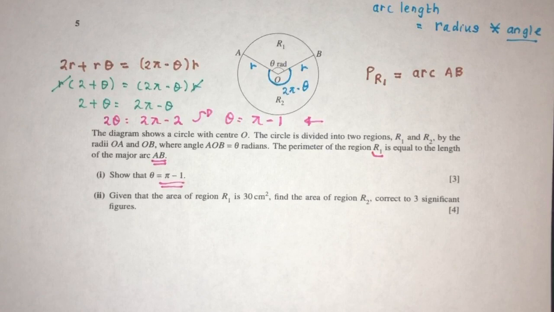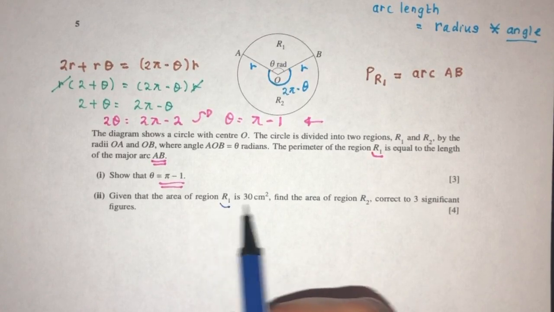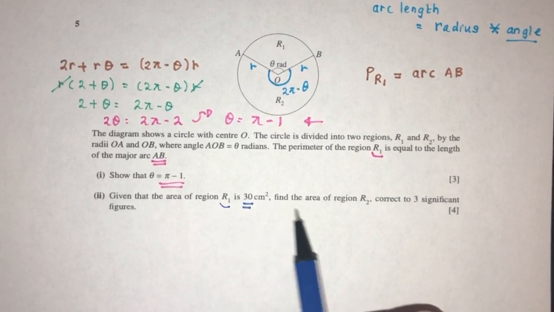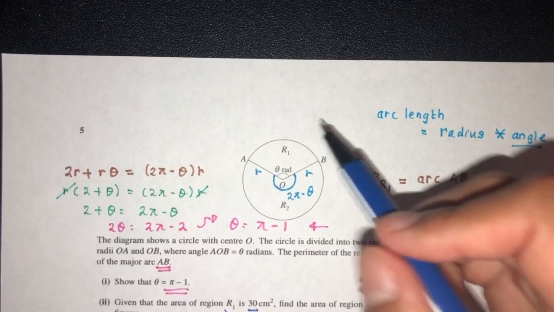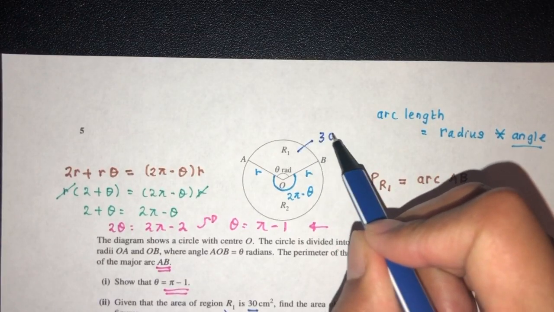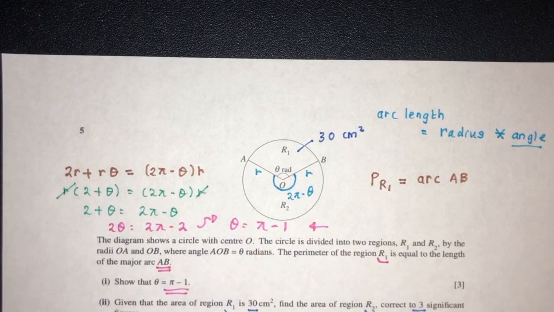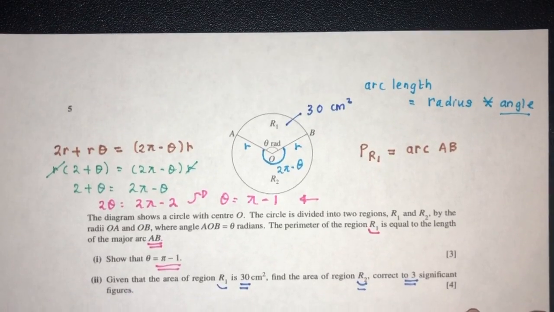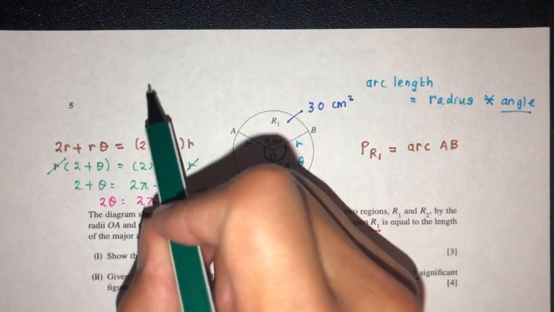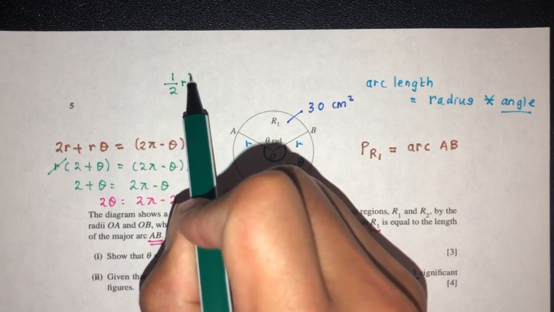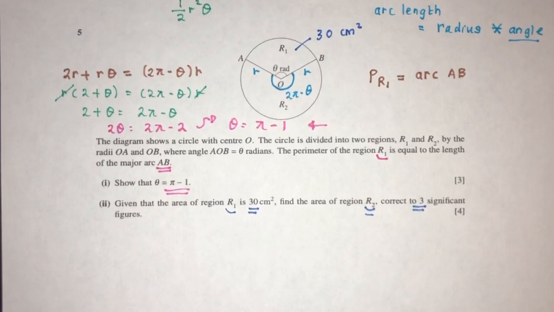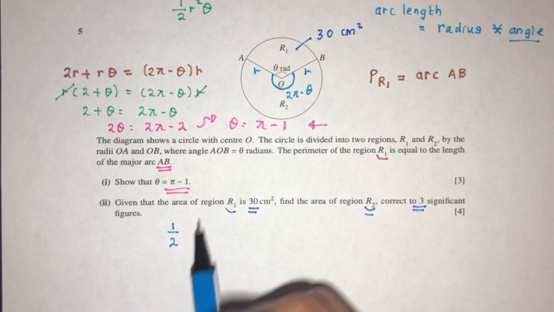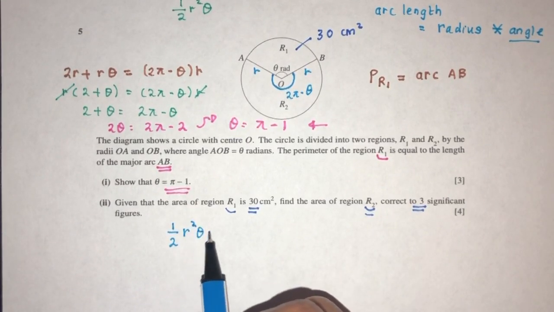Now, given that the area of R1 is this one, okay, we have to find the area of region R2, correct to 3 SF. Okay, so here we have the area of this one is given by 30. Now, how do you find the area of sector R1? So pretty easy. Again, we use the formula that we know, which is half R squared theta. This is how you find the area of this shape. So let me write this down. That will be half R squared theta is equal to 30.